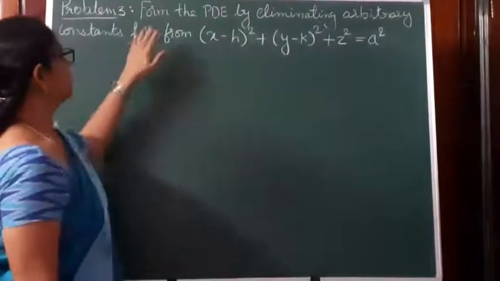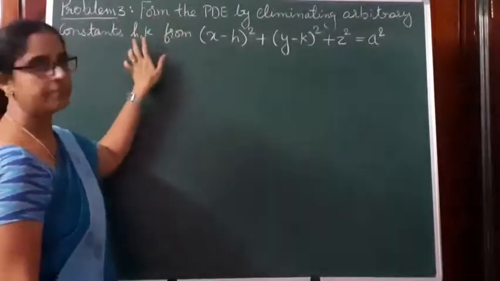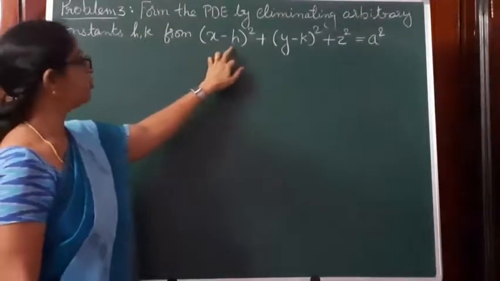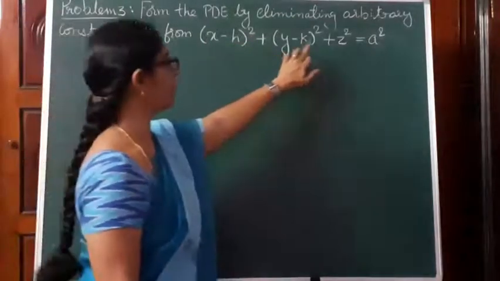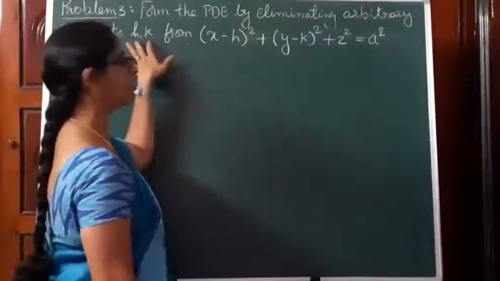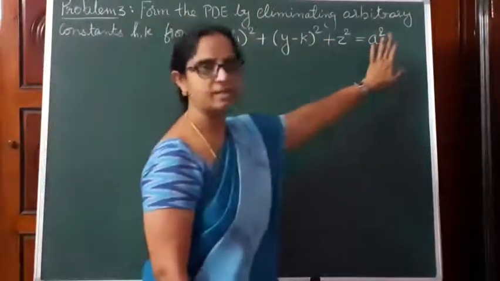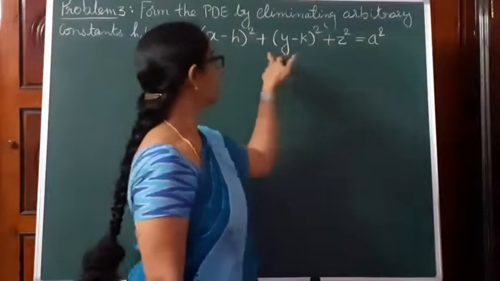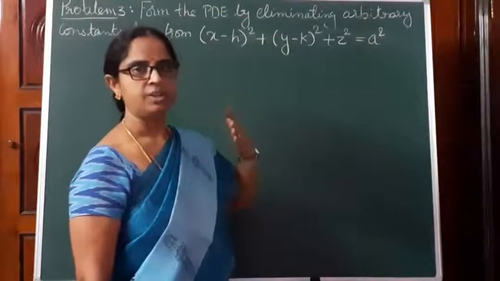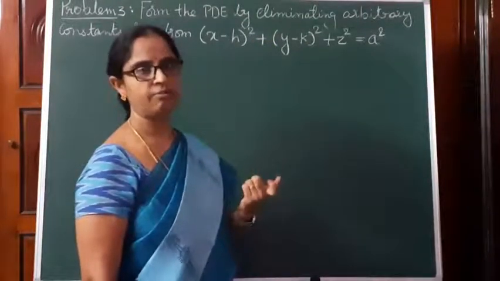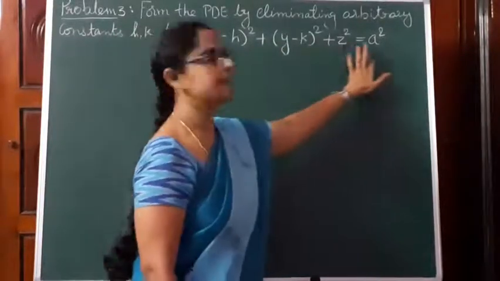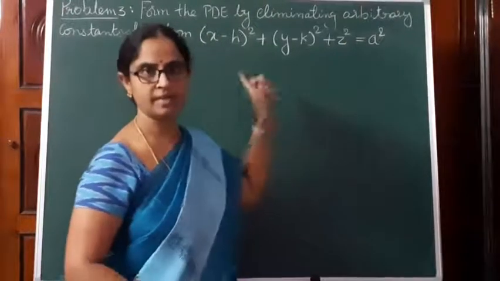Next problem is form a partial differential equation by eliminating arbitrary constants h and k from the equation x minus h whole square plus y minus k whole square plus z square is equal to a square. Here arbitrary constants are h and k. So a is just a constant here. It is just like a number. But h and k are arbitrary constants. That means h and k can take different values. For each set of h and k values, we get one equation. So actually this represents a family of equations, not a single equation.